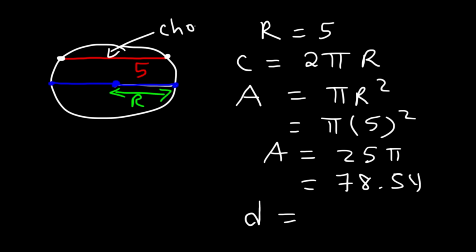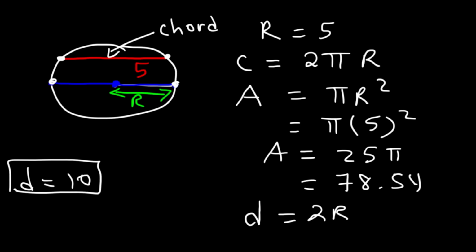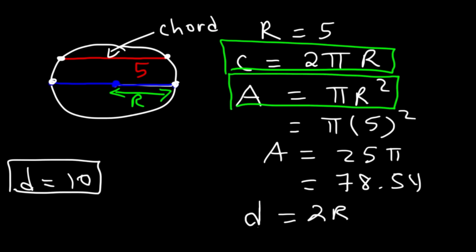But a diameter is between 2 points on the edge of the circle, and the diameter passes through the center of the circle. So make sure you know the difference between the diameter and the chord. The diameter is twice the value of the radius, it's 2r. So in this case, 2 times 5 is 10. So for a circle, these are the three main equations you need to know. The circumference, 2 pi r, the area, pi r squared, and the diameter is twice the length of the radius.